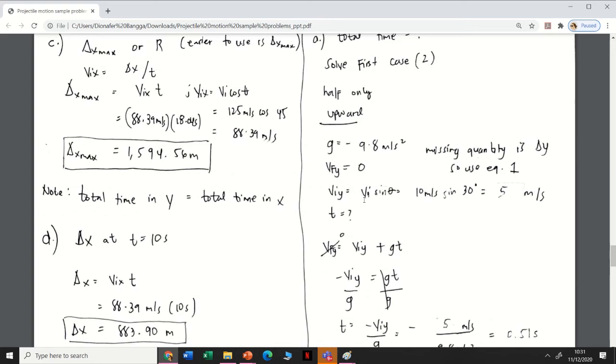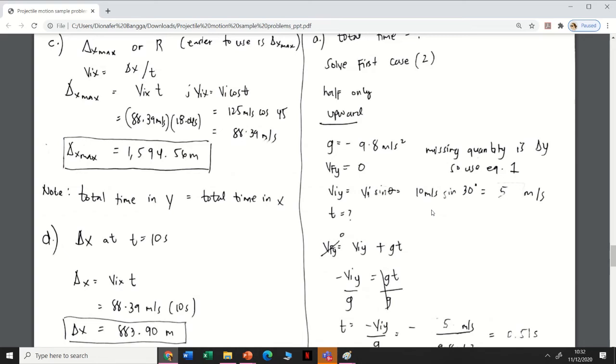So to do that, we will be using the geometry concept since we are given the VI as well as the angle. So we solved in here the VIY, and that would give us 10 meters per second times sine 30. And the answer is 5 meters per second. So that is our VIY. That is the start of our analysis.